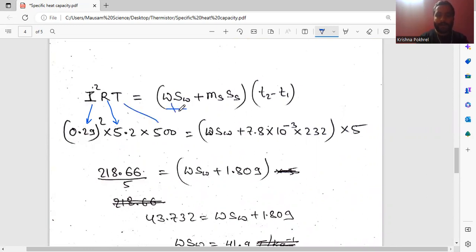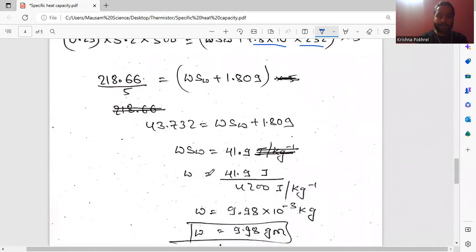W means water equivalent. SW means specific heat capacity of water. MS means mass of silver. SS means specific heat capacity of silver. Okay, mass of silver is 7.8 gram. Converting to kg will be this. And this is the specific capacity. T2 minus T1 is 5 degrees Celsius.